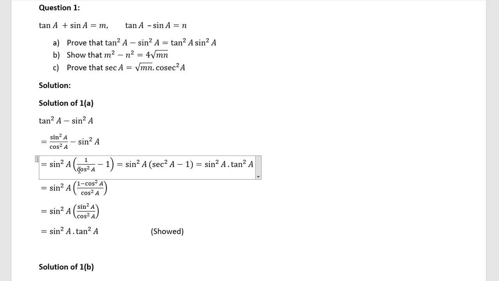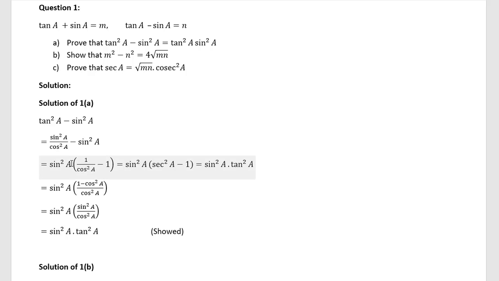You can take cos square a as the LCM, and you will get 1 minus cos square a over the denominator. As the numerator you will get 1 minus cos square a after subtracting the 1 from 1 by cos square a. Then 1 minus cos square a equal to sin square a, and now you can get it easily, sin square a by cos square a is equal to tan square a. So this is the technique to derive, or technique of thinking what to do now.